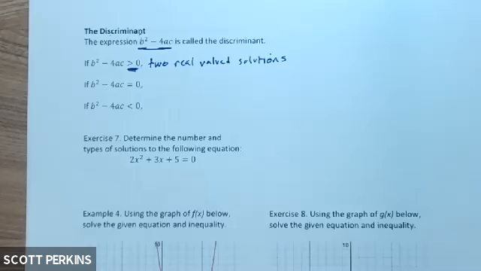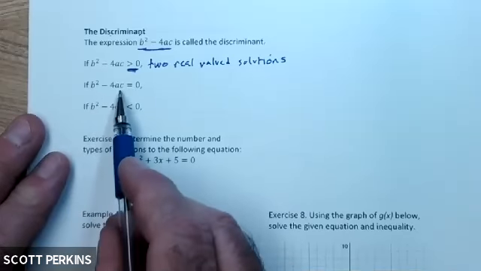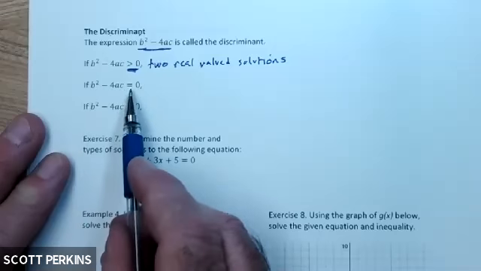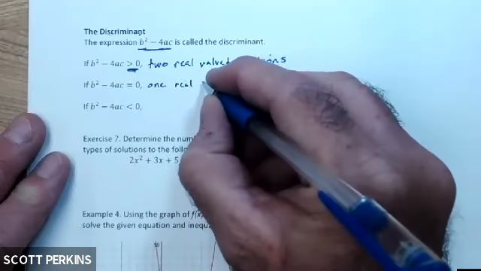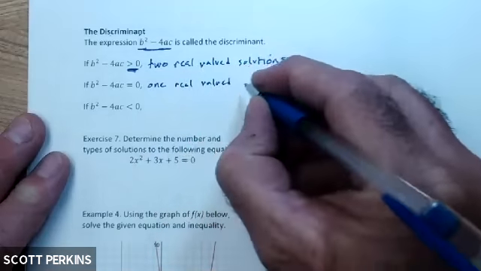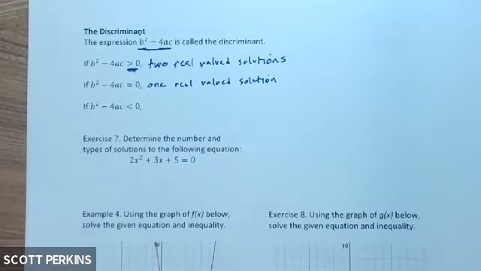If the discriminant is equal to 0, b squared minus 4ac, the thing under the radical, if it's equal to 0, you have one real valued solution. What that means is your vertex is on the x-axis, that the parabola touches the x-axis in one place. That's why there's one solution.